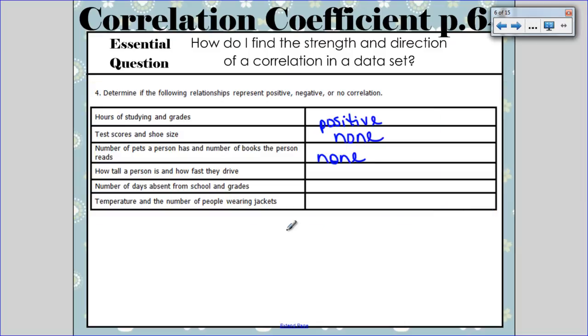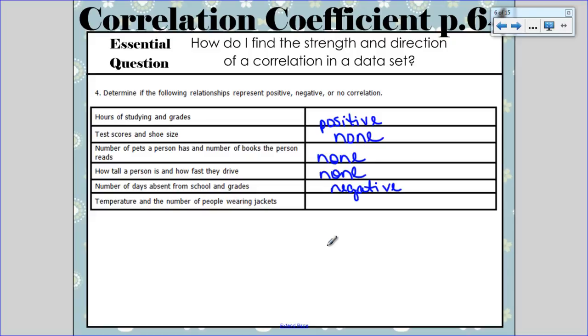Those two don't have anything to do with each other either, because as your height increases, it doesn't mean that you drive faster. It also doesn't mean that you drive slower. How fast you drive is how fast you drive. So, number of days absent from school and grades. Well, as I have more and more absences, my grades probably decrease because I haven't been there to learn anything. So this one is definitely negative.